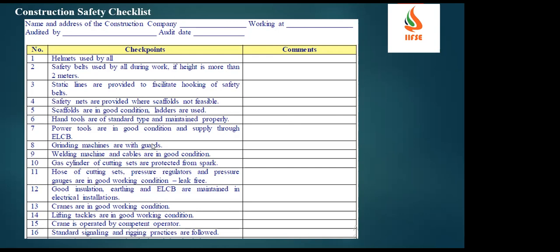Is there an IS standard, sir? IS standard is there, Indian standard, Bureau of Indian Standards is there, European standard is there, ANSI standard is there. I'll show you all the standards in the second class. Okay, thank you.